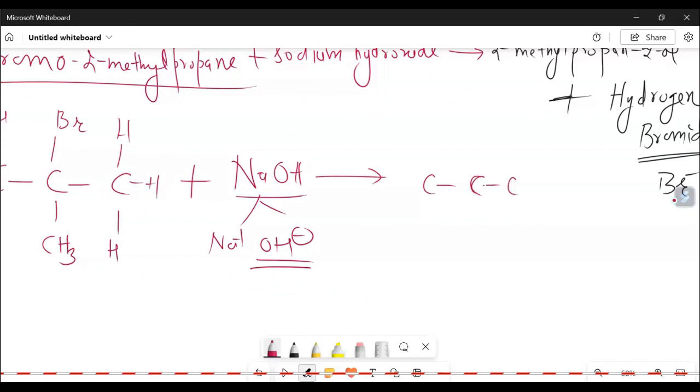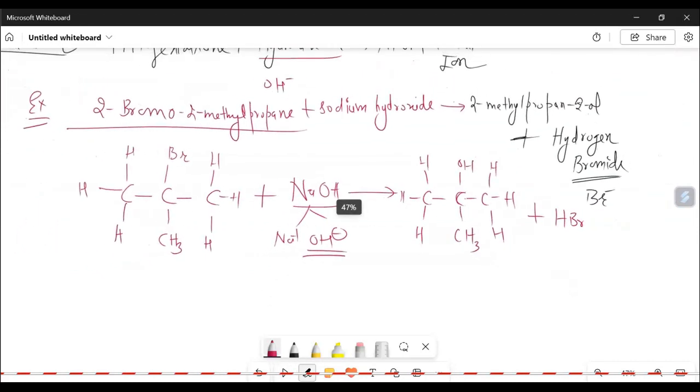So 2-methylpropan-2-ol means OH. The carbon is basically bonded with O, remember that, not bonded with H. Plus hydrogen bromide, that is HBr. So the whole reaction looks like that. Let me show you. Do you understand?